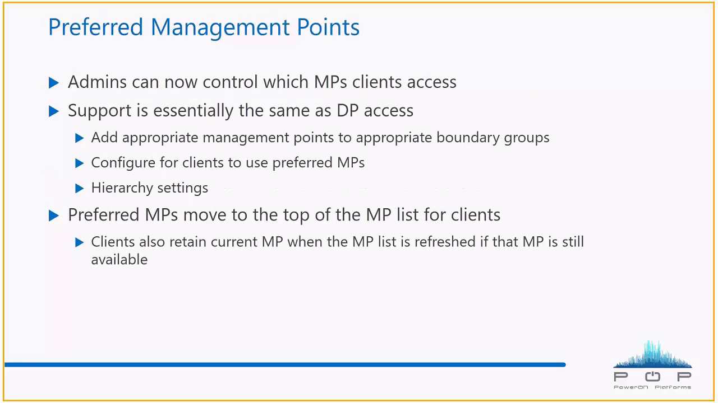Again, preferred management points, again about limiting the amount of transfer across the WANs, making sure we have control over which site infrastructure clients talk to. It's done in essentially the same way that we have currently with distribution point assignment, with boundary groups and locations. And you can configure this so clients will use a preferred MP, but if it's not there anymore, it will keep on going across to other ones, so you'll never have lack of communication. It's about being a preferred place to talk to.